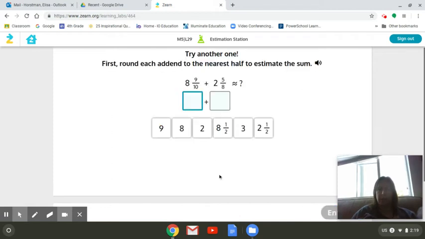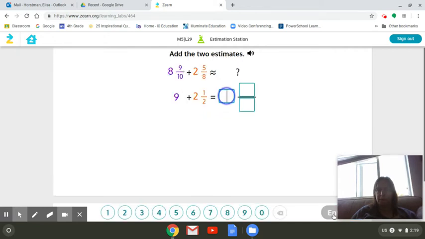So now I have 8 and 9/10. So if you look at that, I want you to think of it yourself before I type it. Is that closer to 8, 8.5, or 9? Since 9/10 is closest to 10/10, it's going to be closer to 9. 2 and 5/8 is closer to 2.5. 9 plus 2 is 11, and 1/2.